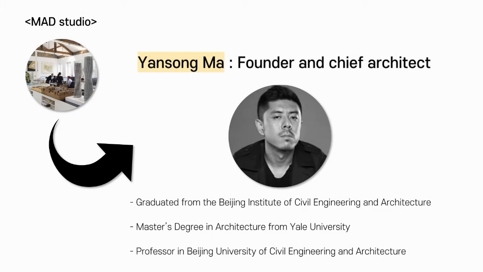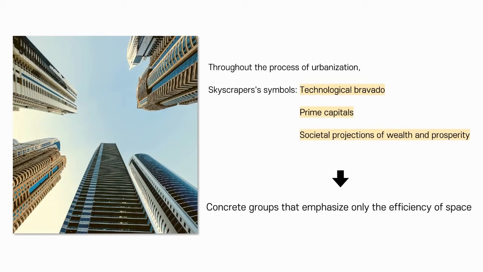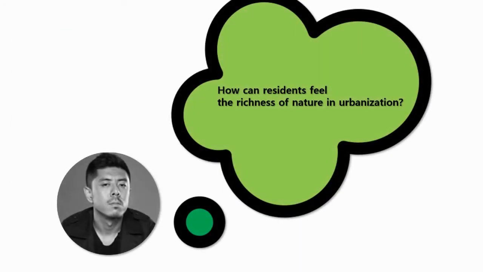Ma Yansong is both founder and chief architect of MAD Studio. He designs naturalistic architecture to make harmony between the environment and architecture. Throughout the process of urbanization, the concrete jungles only focused on the efficiency of space. Feeling skeptical about these problems, Ma Yansong questioned how to create residences where humans can feel the richness of nature as much as possible in urbanization.